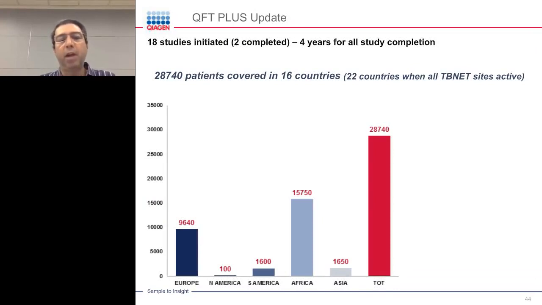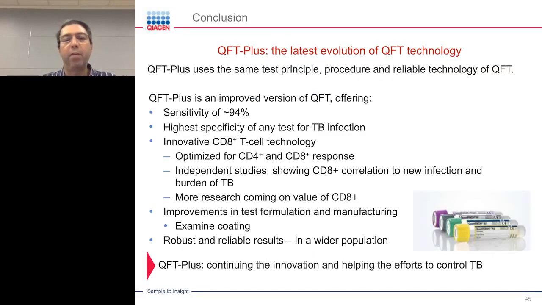Really, the big studies in terms of looking at progression take quite a period of time. So we're a couple of years into these studies now. So stay tuned in terms of more publications coming out examining the impact of the new test. But really, we're quite happy with the performance so far, with the sensitivity now around 94% in active pulmonary TB, and really maintaining that specificity that's a hallmark of our QuantiFERON test.